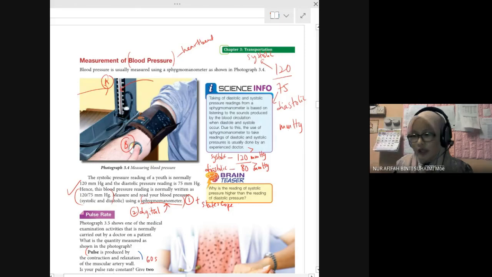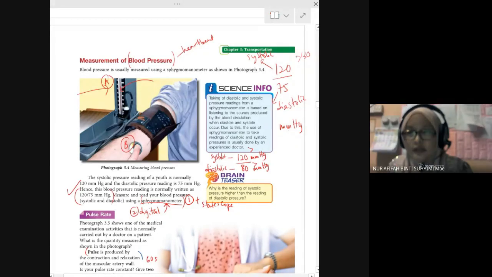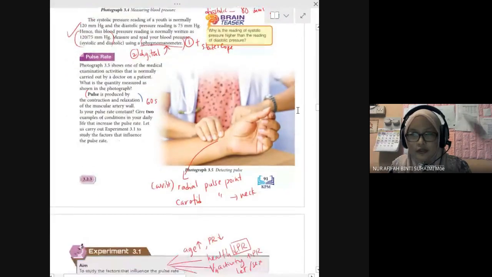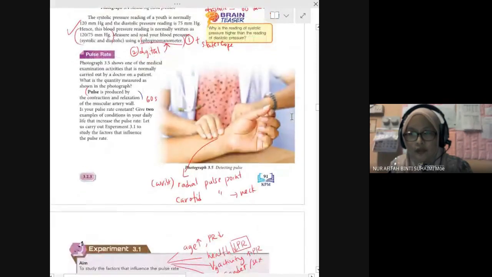Okay, for this measurement of blood pressure, if you have a reading more than this, more than 130, it means that you have a high risk of high blood pressure, which may lead to heart attack. If lower than this, you may get low blood pressure, easy to faint, dizzy, unconscious. Okay, now next, pulse rate.